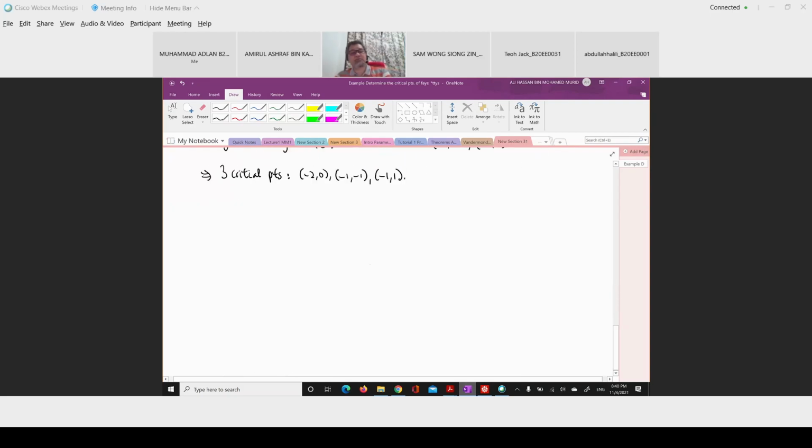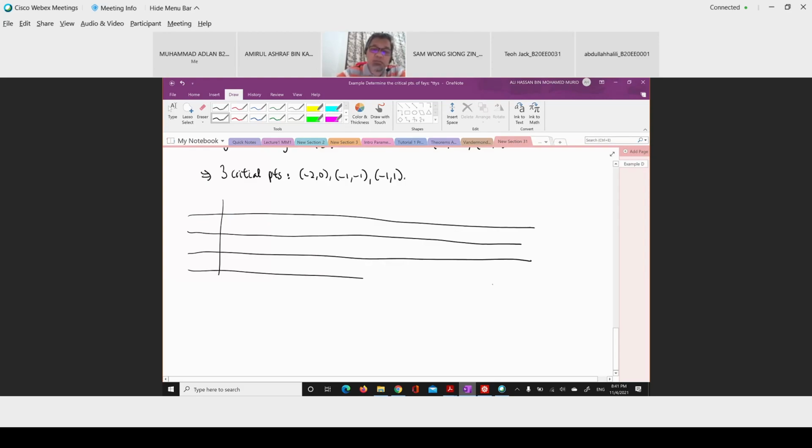So now, having found these three critical points, we want to determine the nature of these critical points, whether they are maximum, minimum, or saddle point. One way is to create a table like what I did in the previous example. So we have three points, (minus 2, 0), (minus 1, minus 1), and (minus 1, 1) as the critical points. And A is f partial x partial x. What is f partial x partial x?